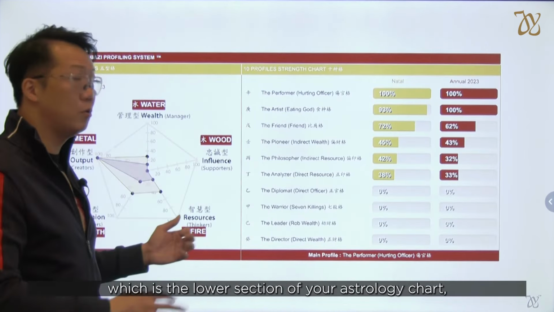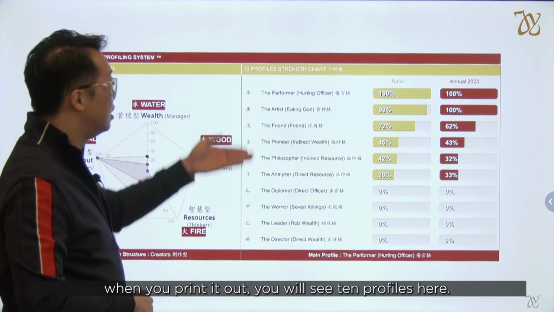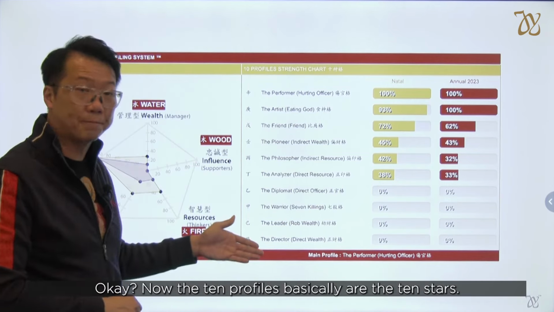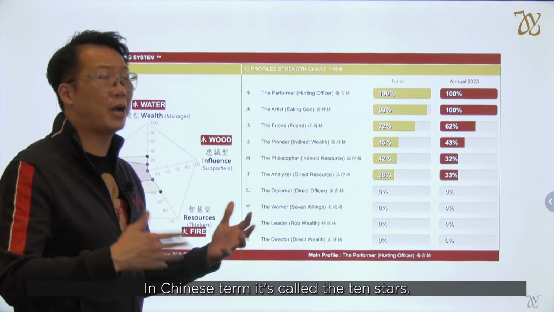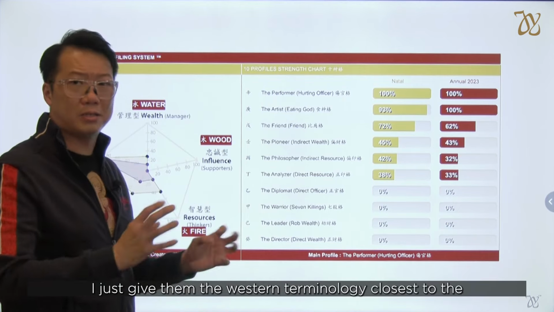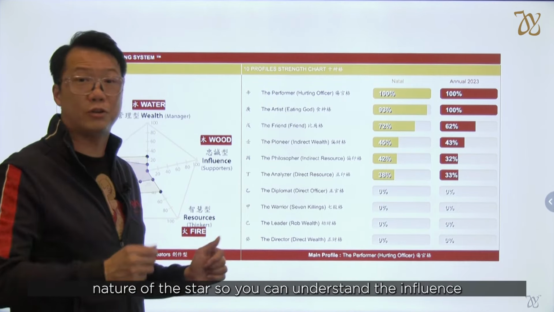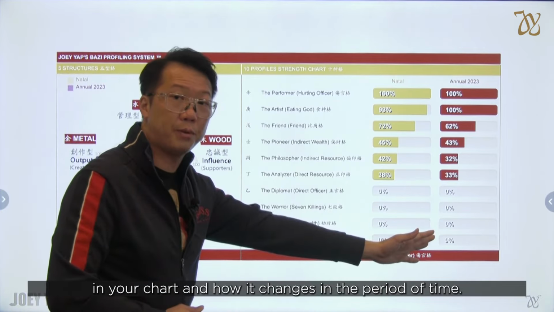Now, right here, this component, which is the lower section of your astrology chart, when you print it out, you will see 10 profiles here. Okay, now the 10 profiles basically are the 10 stars. In Chinese terms, it's called the 10 stars. But instead of calling them stars, I just give them the Western terminology closest to the nature of the star, so you could understand the influence in your chart and how it changes in a period of time.